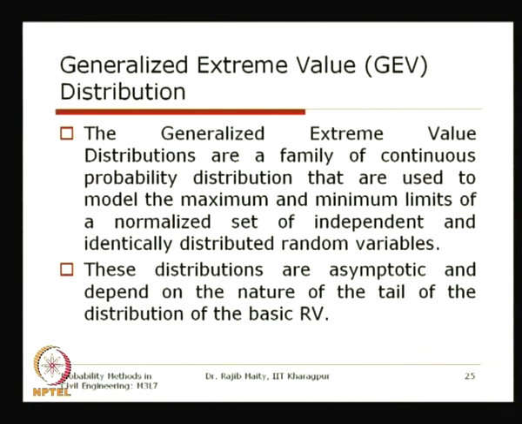Then another family of distribution, again like the Pearson distribution we discussed just now, is the generalized extreme value distribution. When we talk about this in the context of civil engineering, we are referring to both maximum and minimum values. If we take river flows, it is not only for the maximum flow, but we are talking about the minimum flows as well. Now we will see how these can be modeled using the extreme value distribution.